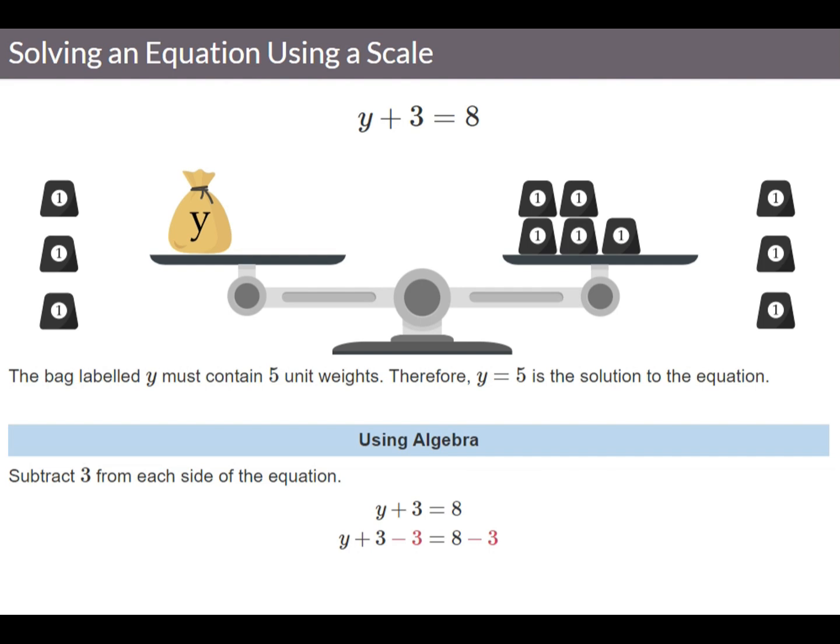Recall that 3 and negative 3 are opposite integers, and so they have a sum of 0. As a result, this equation simplifies to y is equal to 8 subtract 3, or y equals 5.